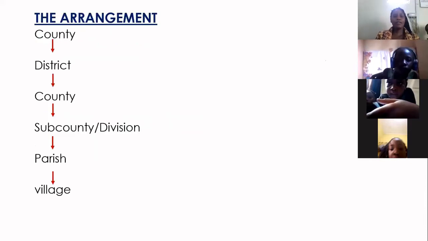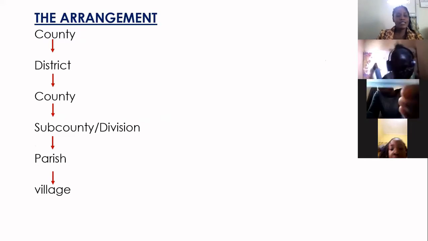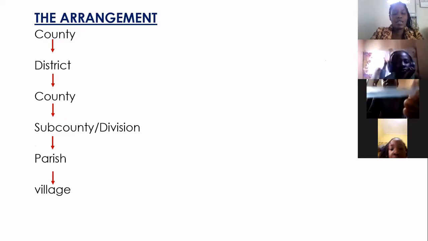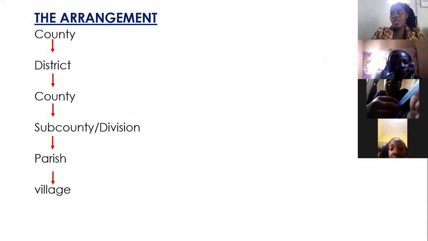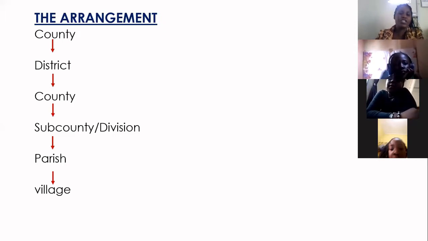So from there, have you ever seen a family tree? It's like that. What we were explaining is shown on the screen. Pupils, you're seeing what is on the screen. Down from the roots, we have the villages, our villages. If we combine the villages, we are going to form a parish.